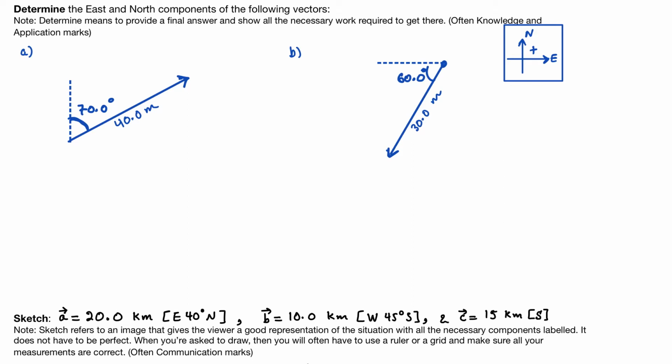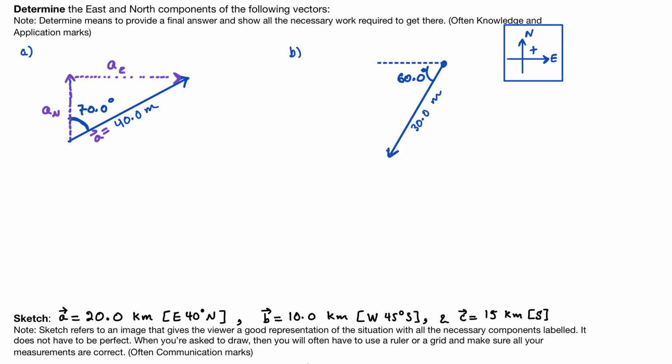The two components are going to be, one is going to be in the north direction, so in this direction, and the other one is going to connect this way to here. So I'm going to call this vector A, and this is going to be A in the east direction, and this one is going to be A in the north direction. And what I'm trying to do is to find the magnitude of those.